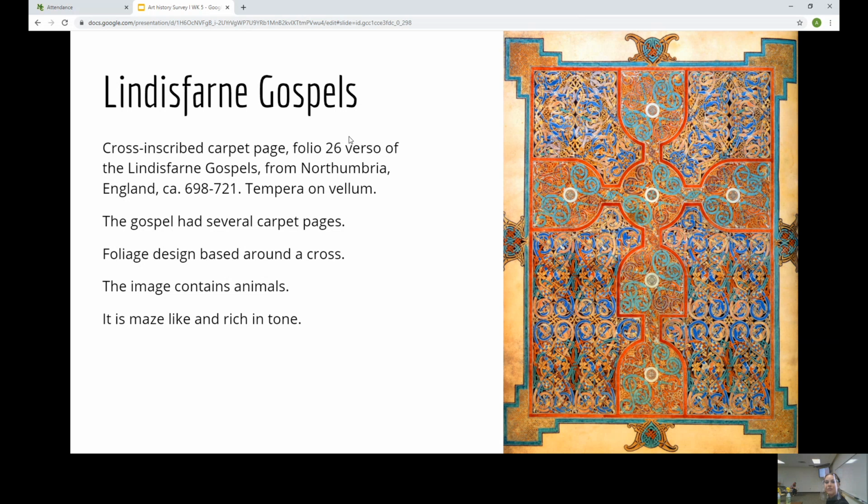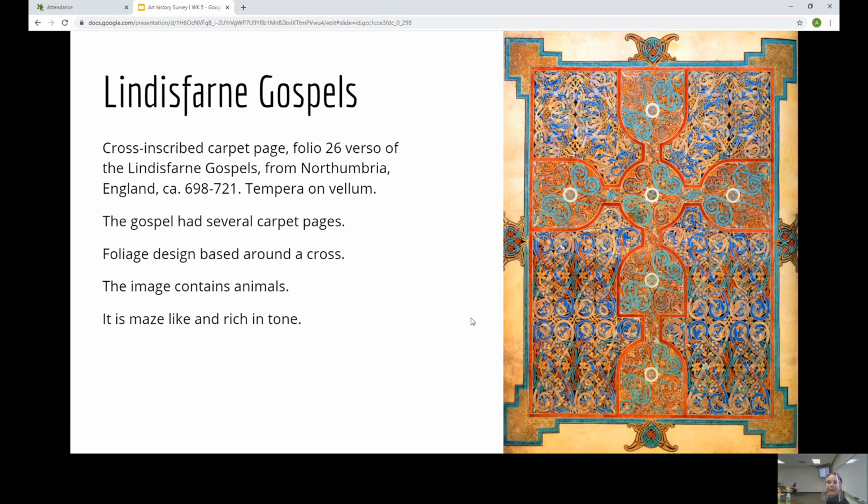This particular Lindisfarne Gospel had several different carpet pages. The carpet pages all included this really unique foliage design. This is just the cross-inscribed carpet page. I think it's probably the most aesthetically pleasing one to look at. It does contain zoomorphic forms. You can hunt for those if you want to. I did not spend time looking in this one. This is really nice. Oh, where's Waldo?